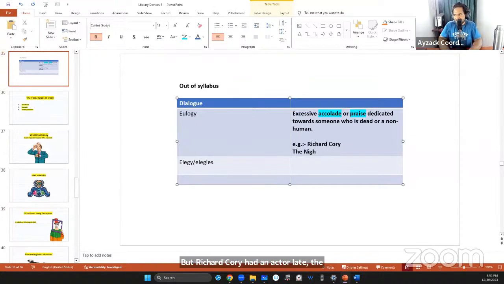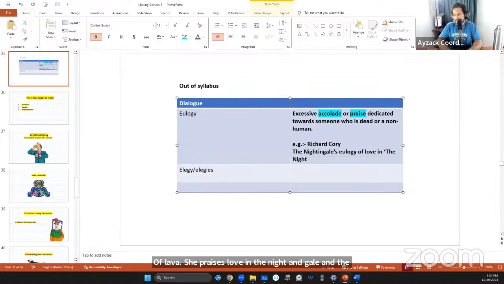The Nightingale and the Rose. The nightingale's accolade, or the nightingale's eulogy, of love. She praises love in the short story, The Nightingale and the Rose. Love it. Perfect.